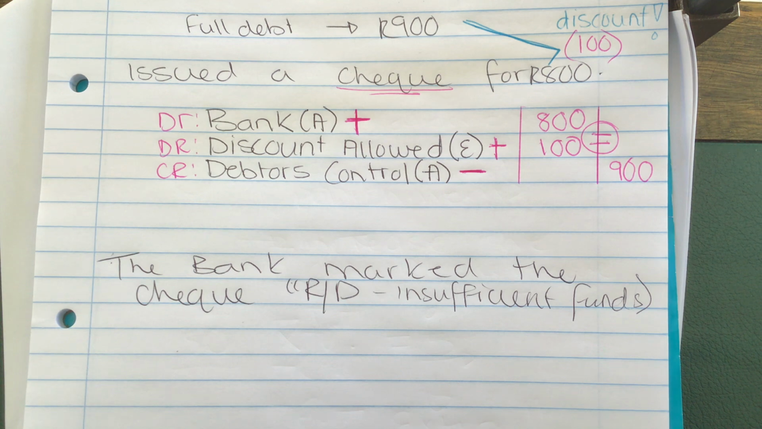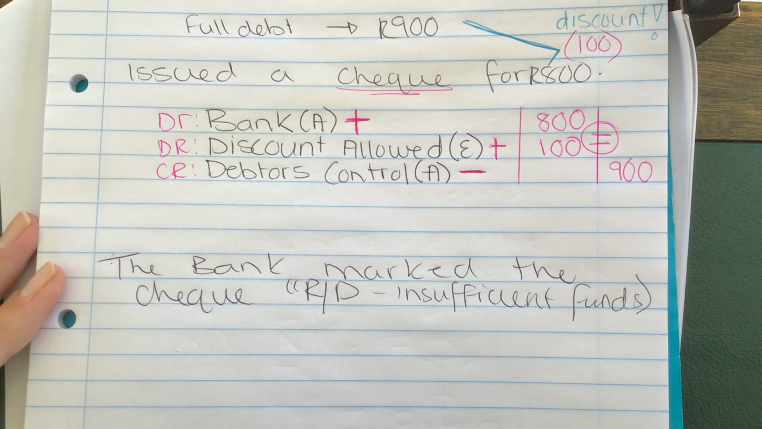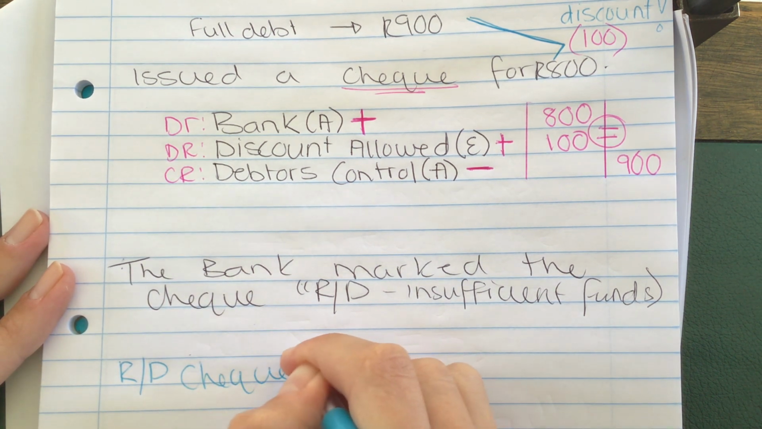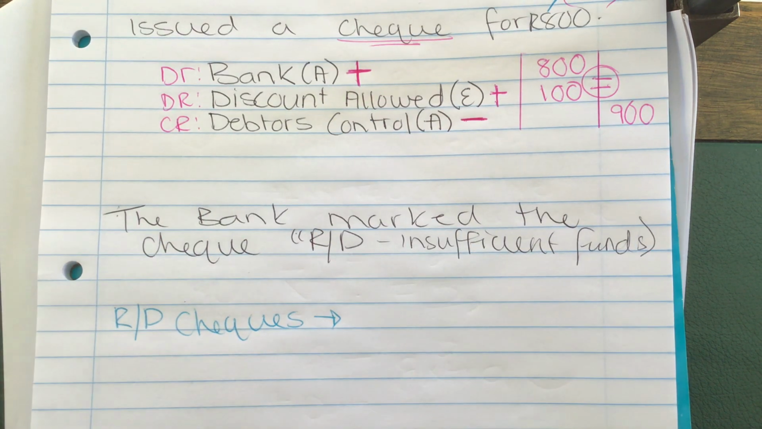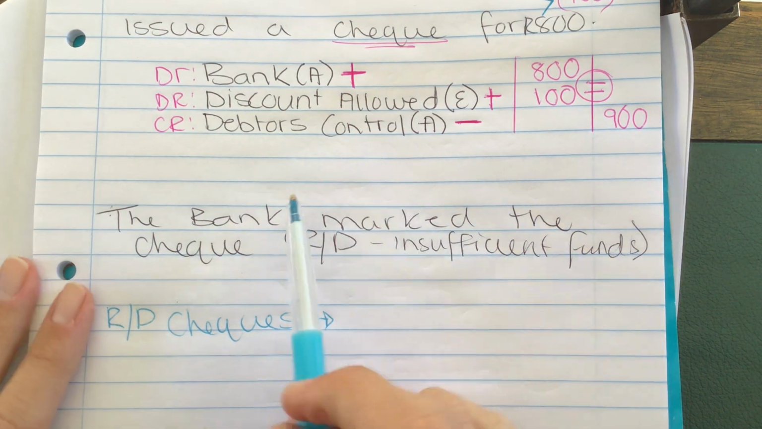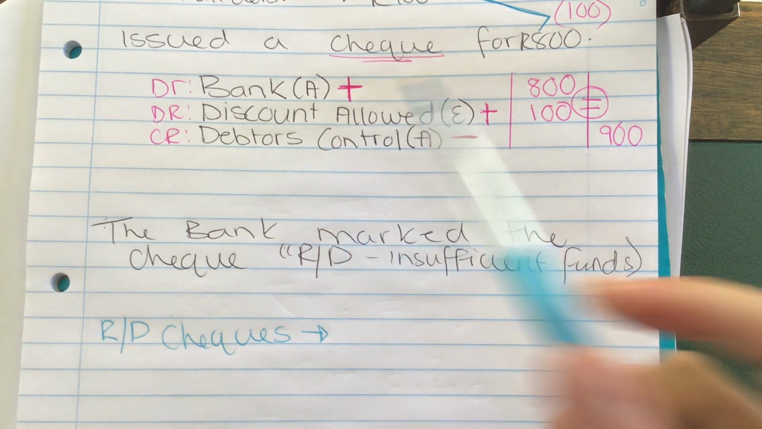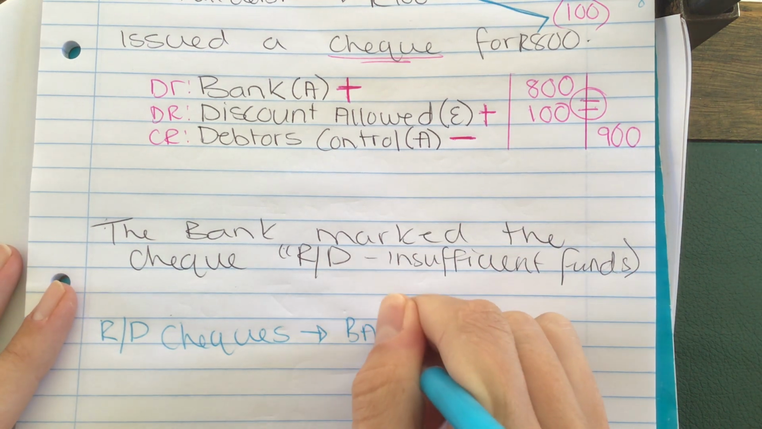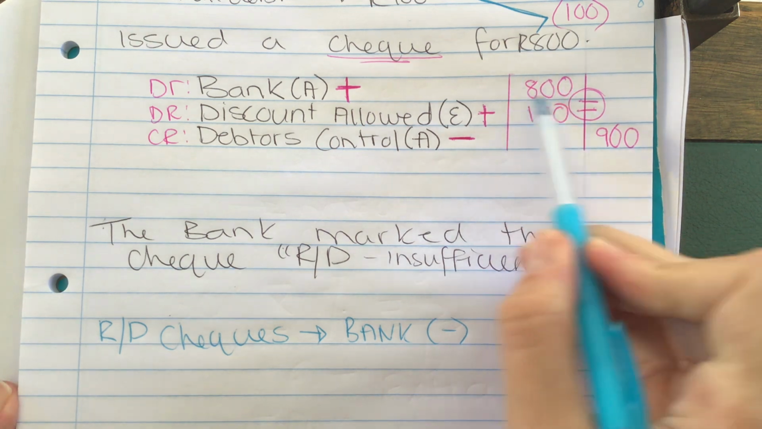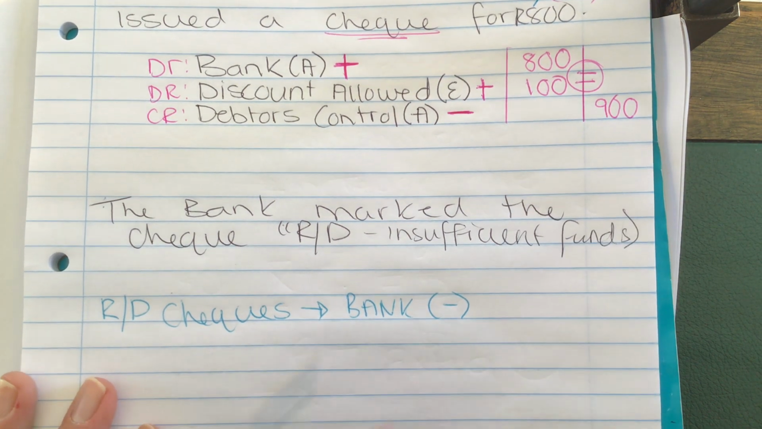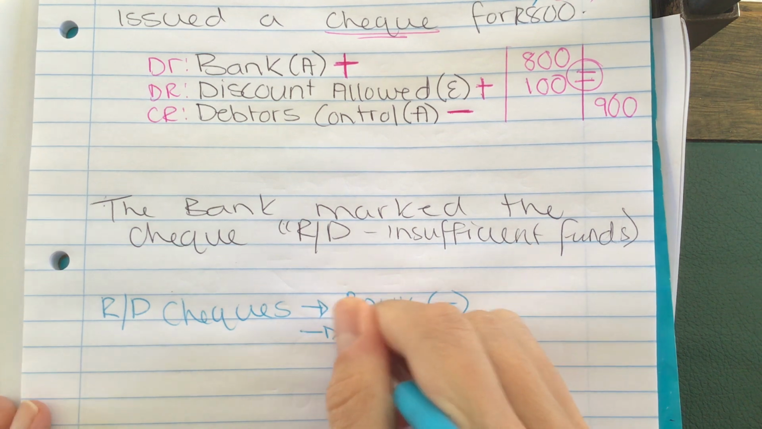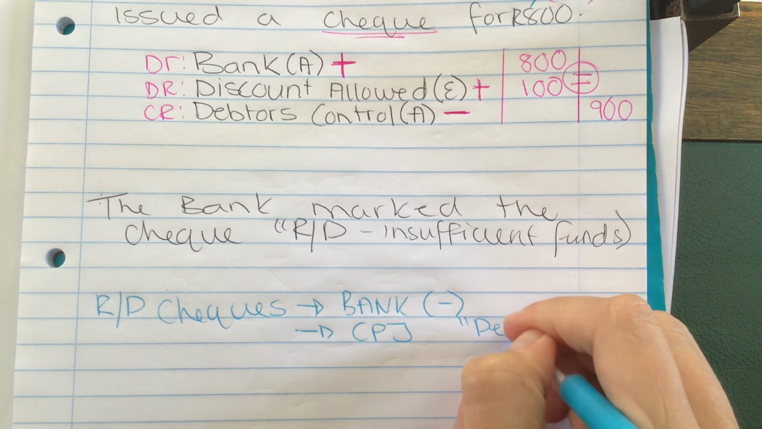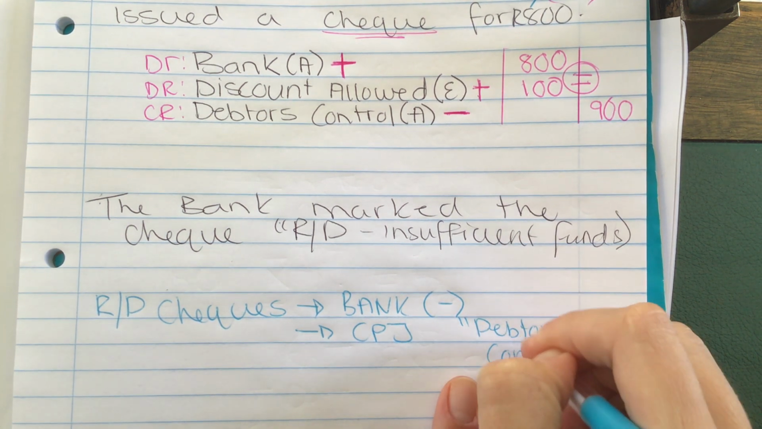So let's talk about what happened when we had a check marked RD, okay? If a check has been marked RD, that means that we did not actually receive any money. So what we thought we received here in bank, we didn't actually receive. So we actually need our bank to decrease because we didn't receive that money, okay? And in order to decrease bank, we know that we would enter RD checks in the CPJ. And there was a specific debtors control column where we would enter this transaction.